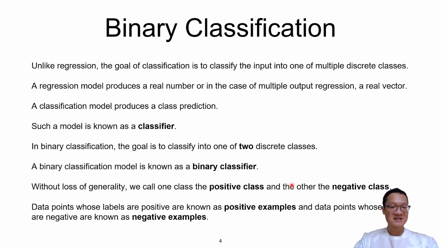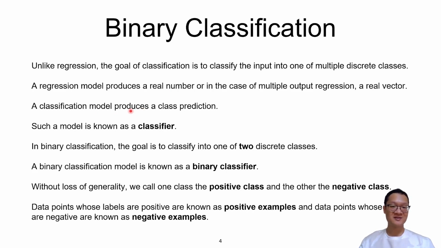The simplest case of classification is binary classification. In regression, we would like the output of our model to match some continuous value. But in classification, we just want to classify the input into one of the discrete classes. Regression outputs a real vector, meaning a vector with real numbers as elements. A classification model produces a class prediction. Such a model is also known as a classifier.